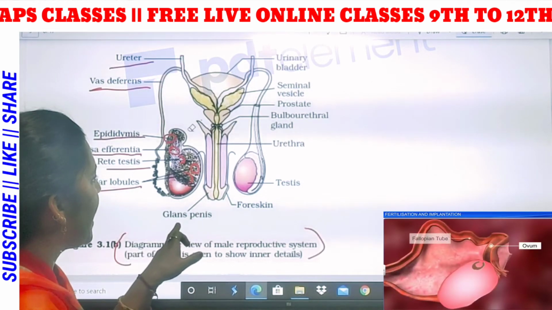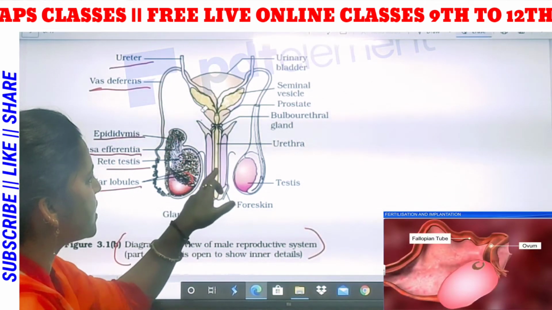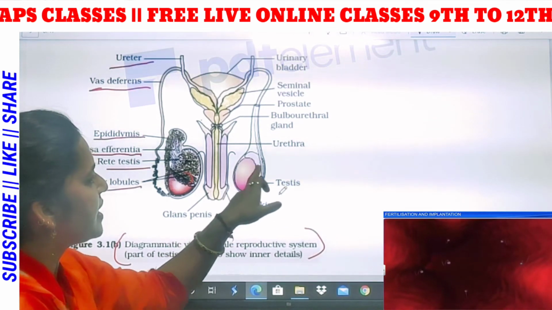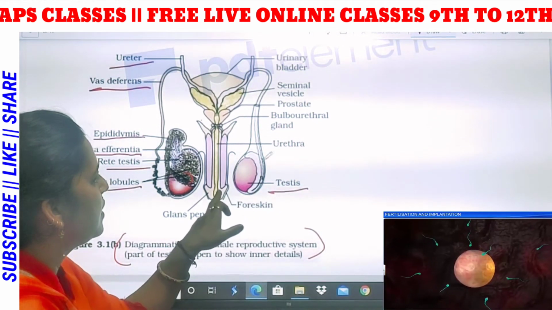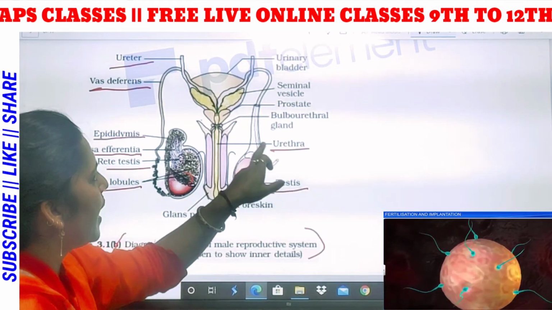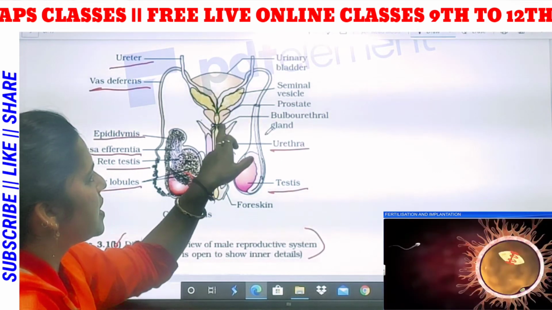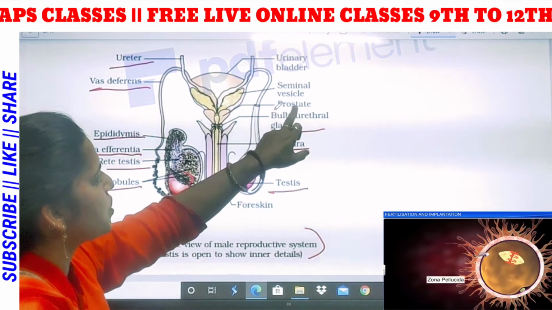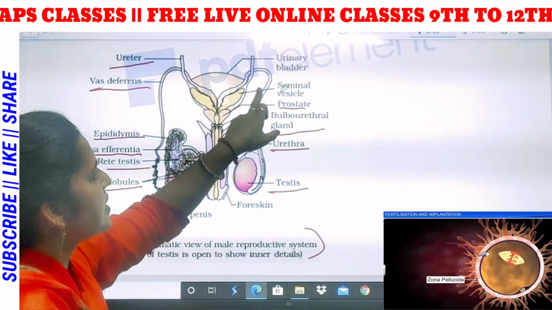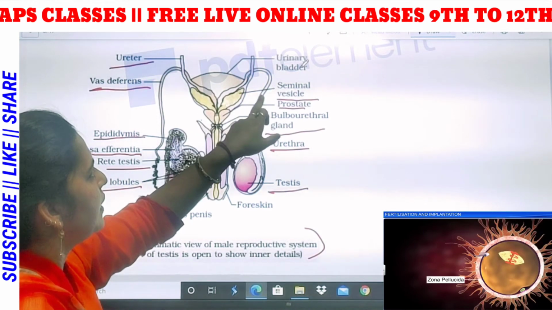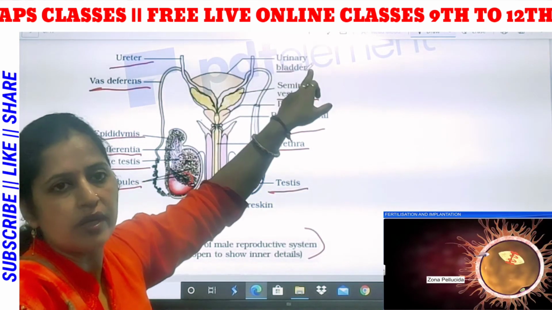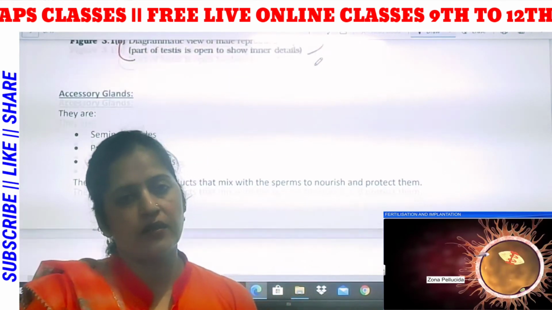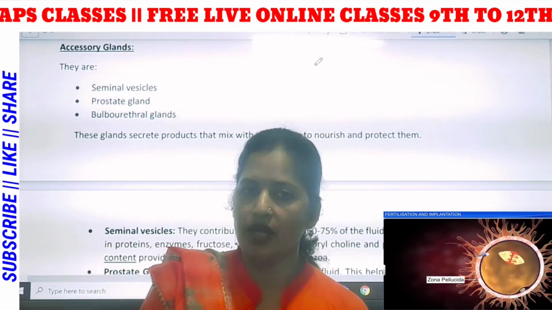This is the glans penis and this is the foreskin outside the penis, and beside that these are a pair of testes, and this is the urethra, and this is the bulbourethral gland, and after the bulbourethral gland this is the prostate, and these are the seminal vesicles which are yellow in color, and after that this is the urinary bladder. So this is the diagrammatic view of the male reproductive system showing the inner part of the testes.